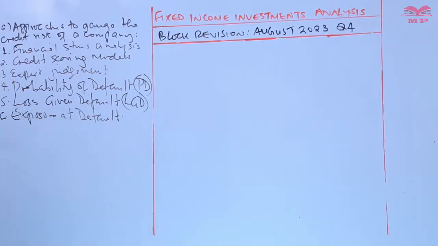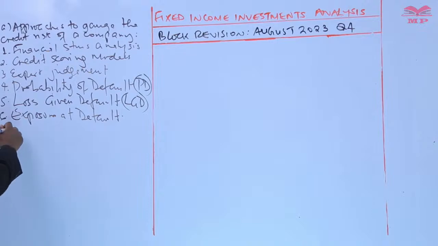Exposure at default. This represents the outstanding amount of debt owed by a company to the lender at the time of default. Exposure at default can be used to gauge a company's credit risk, because it represents the outstanding amount of debt owed by the company to the lender at the time of default.